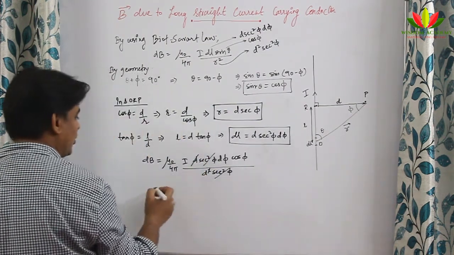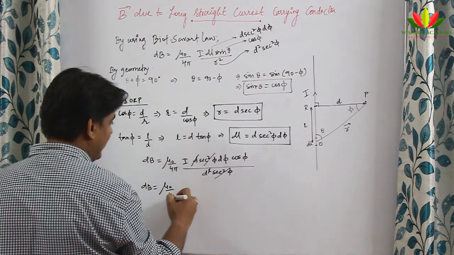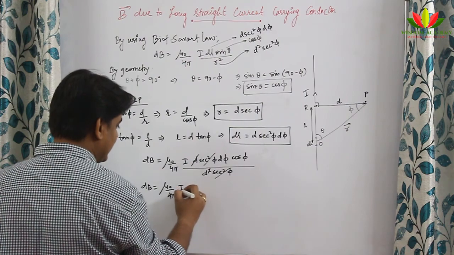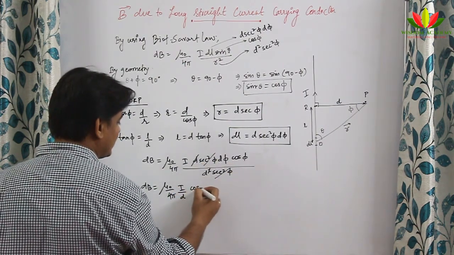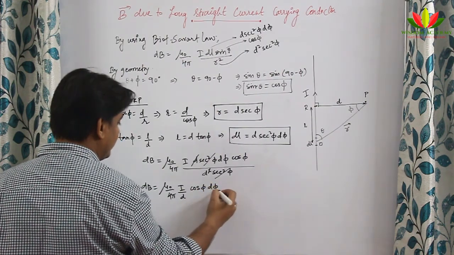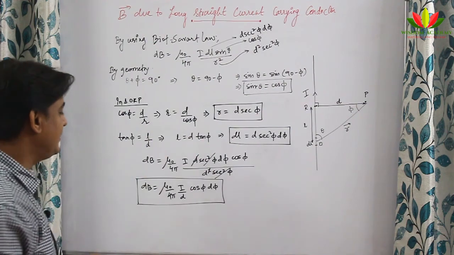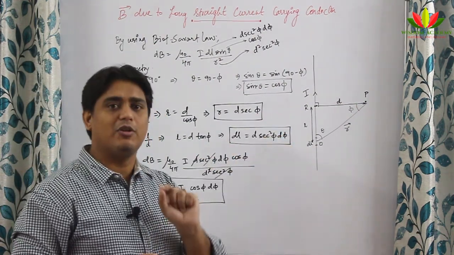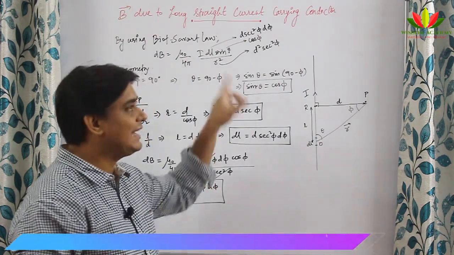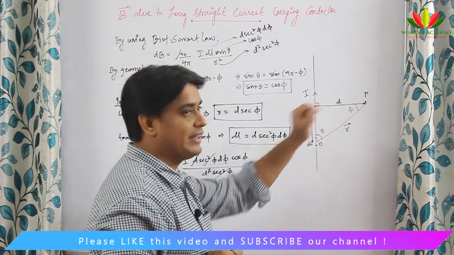So I get the expression of dB as mu naught by 4 pi into I by d, and what is remaining here is cos phi d phi. This is the value of magnetic field due to the small current element dl. But I want to find the magnetic field for the entire length. So for finding the entire length, now I will tell you why I took this value phi.